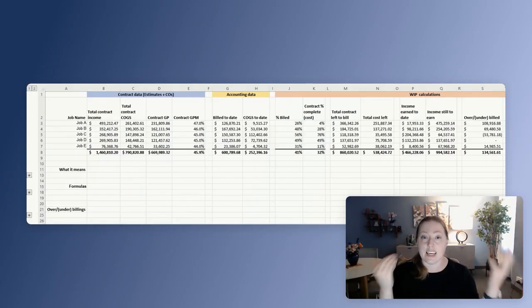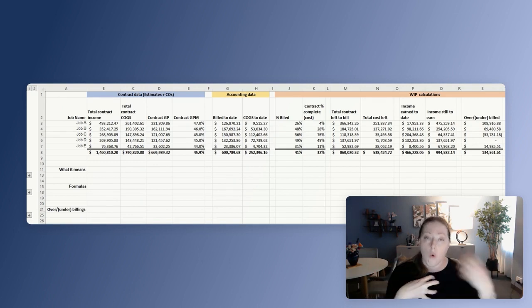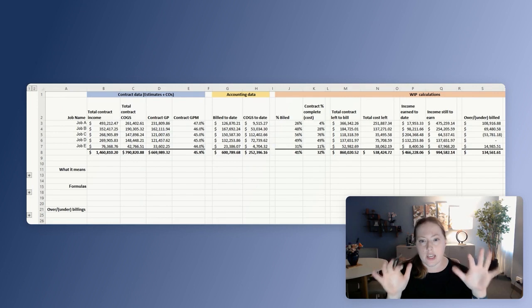So let's just jump in and take a look at an example of a work in progress report. So if you're not using a work in progress report, or maybe if you are using it, but you're not sure how to actually read this, I'm going to walk you through so that you understand these pieces of information that it's giving you and how it actually helps you make decisions about how the business is doing. So first, let's take a step back and look at the actual structure of this report.